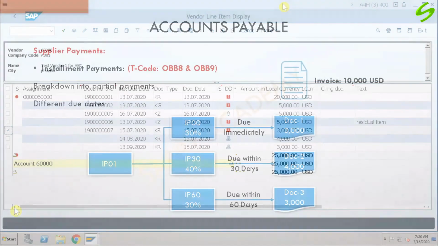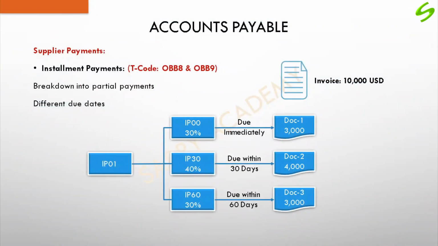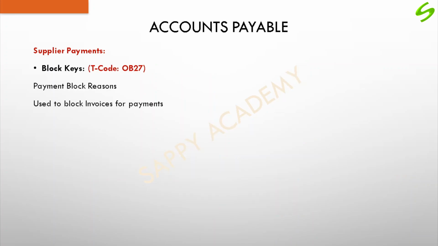Let's go back to our presentation. So this is how the installment payments work in SAP. Let's move on to the next topic under supplier payments, block keys. To define block keys, we can use transaction code OB27. Block keys are also called payment block reasons. These are used to block invoices for payments.